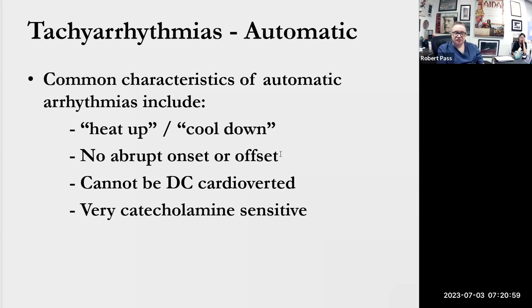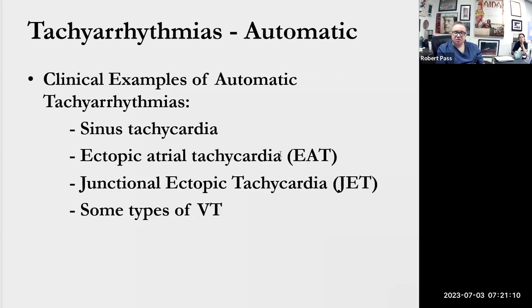So in settings of high catechols, such as patients on a lot of inotropes or a very active patient, the rate will typically be faster. So what are some of the most common automatic tachyarrhythmias?